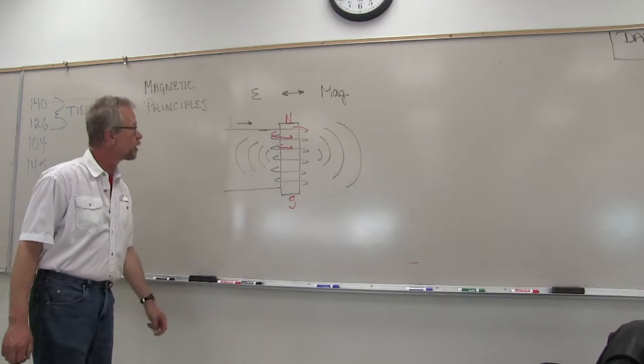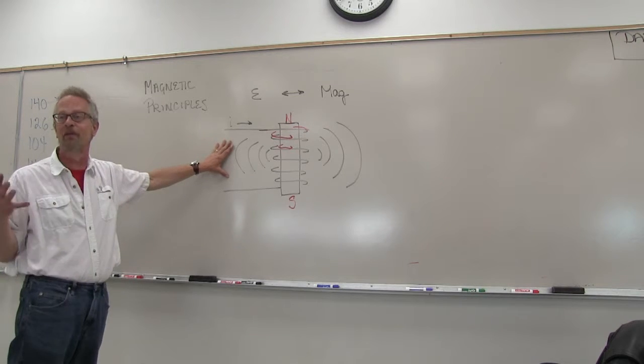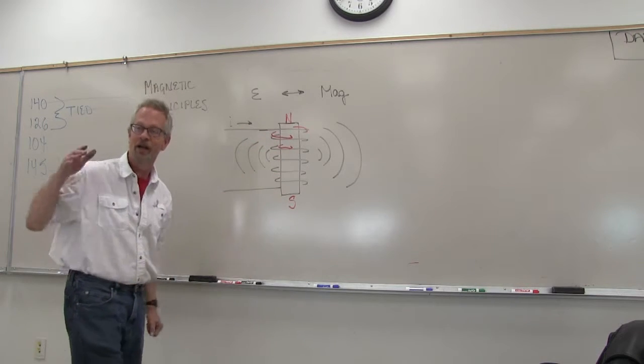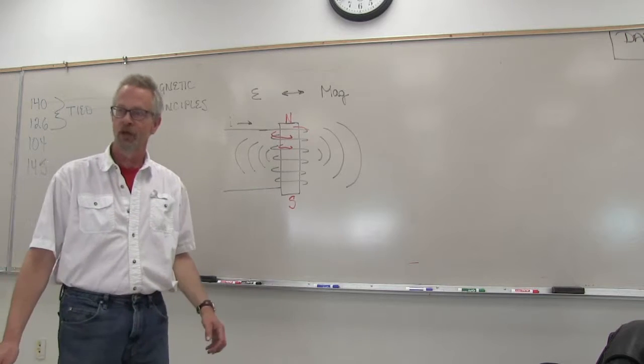We're able to make that happen by taking a non-magnetic material that is susceptible to magnetism, like iron, and putting a coil around it, and running current through that coil will make us a magnet. Okay?